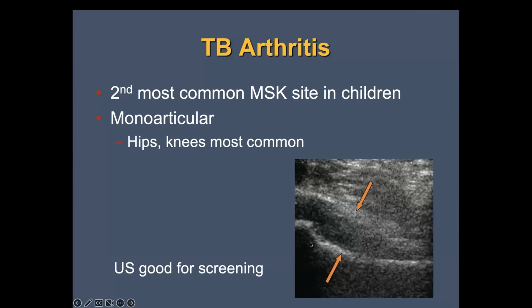Ultrasound is pretty good. This is a picture of the hip joint with bulging of the joint capsule and a large amount of fluid in there. But that's no different than other types of septic arthritis. So you're going to rely on your clinical suspicion, your clinical findings, more subacute presentation usually for tuberculous arthritis as opposed to the more common septic arthritis in children.